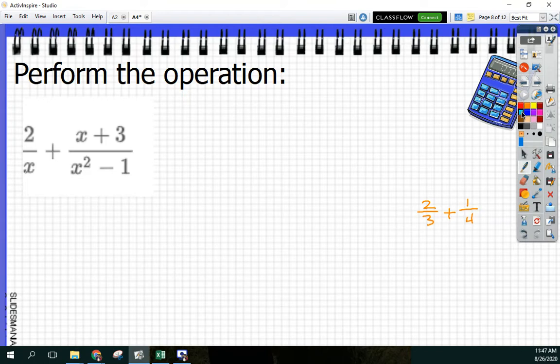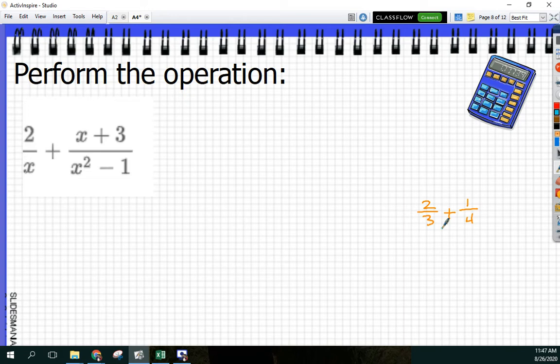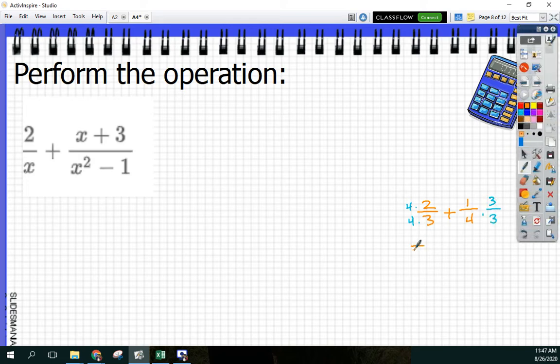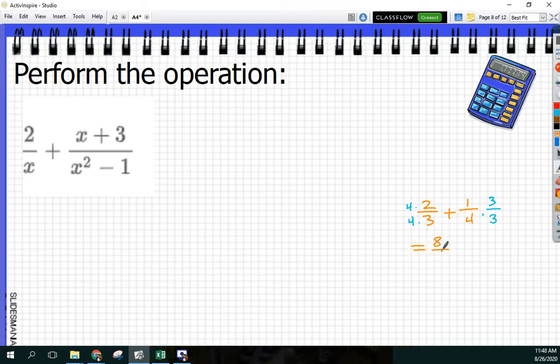So I have to look at, okay, what do I need to multiply my first fraction by in order to get 12? So in this case, it would be 4. So I have to multiply the top and the bottom by 4. Then I look at my second fraction and I say, okay, what do I need to multiply that denominator by in order to get 12? Well, it's going to be 3. So I have to multiply the top and the bottom by 3. So we end up with 8/12 plus 3/12, which gives us 11/12.